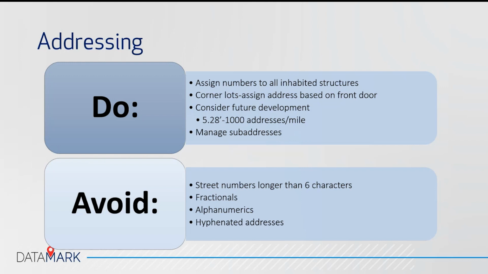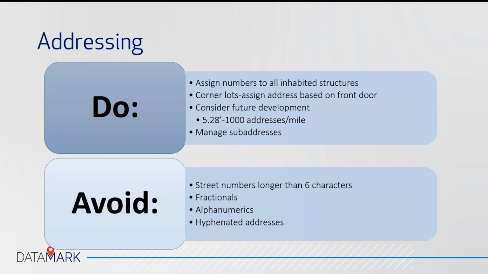Consider future development. I mentioned earlier to you that 5.28 feet gives you a really good buffer for 1,000 addresses per mile. That's a ton of addresses. So if you are in a rapidly growing community, if you think you're going to need a lot of addresses, you can use that as the foundation for your addressing system.